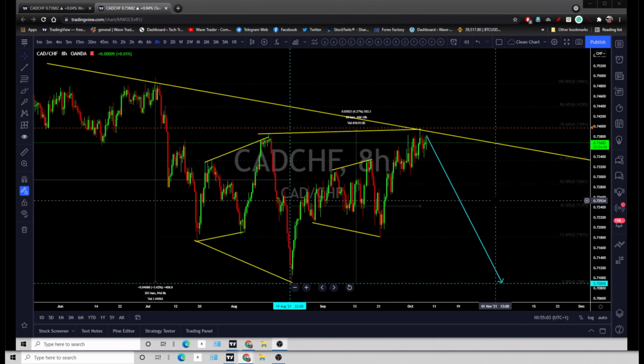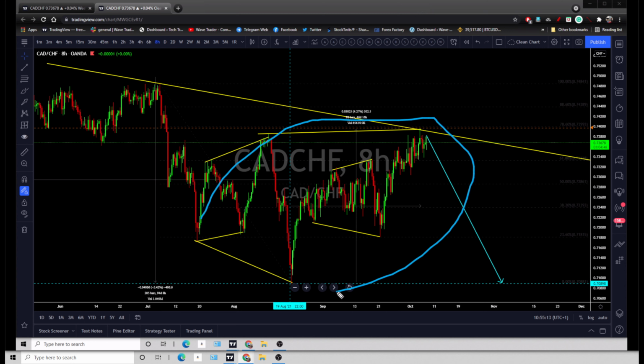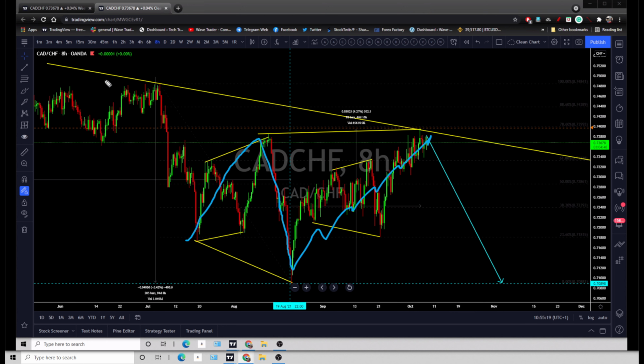CADCHF this time is setting up for a nice drop. This is a daily correction we are having here within that circle. The daily correction is a daily expanding triangle formation, we can say that. That's the bearish trend, and it's setting up for another leg lower all the way back to the 20 August or 19 August low.